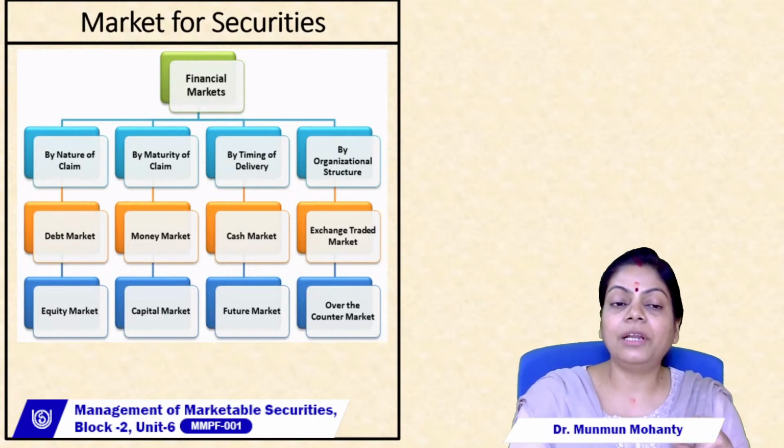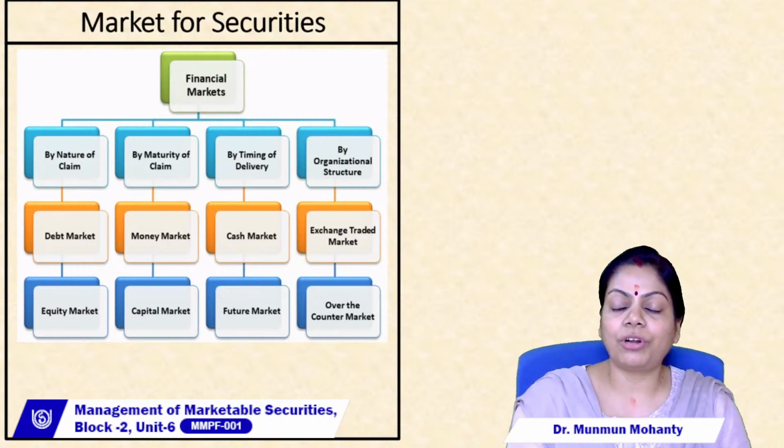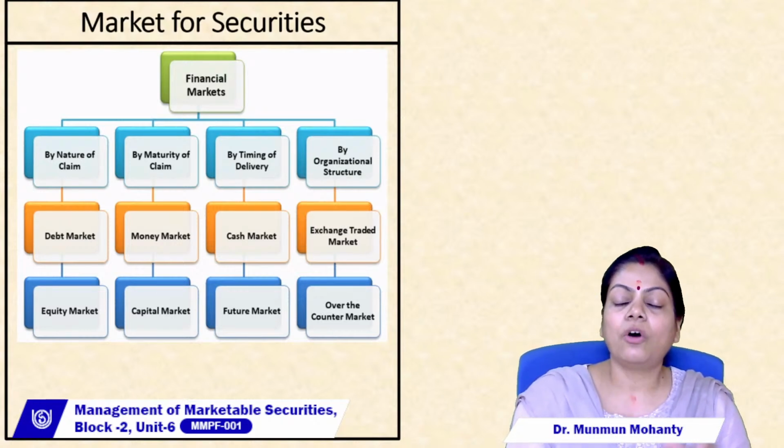Again, by time of delivery, you can have the cash market or the futures market. In the cash market, you go for immediate delivery. We can also call it the spot market, where you pay for the item and you immediately receive the item. That is the cash market or the spot market.